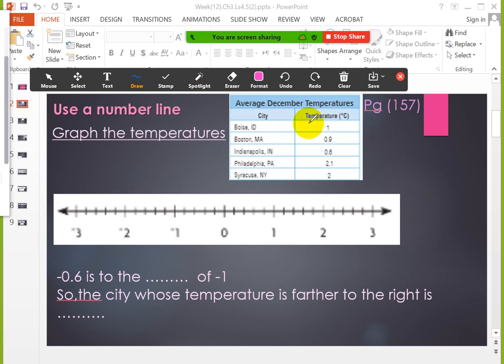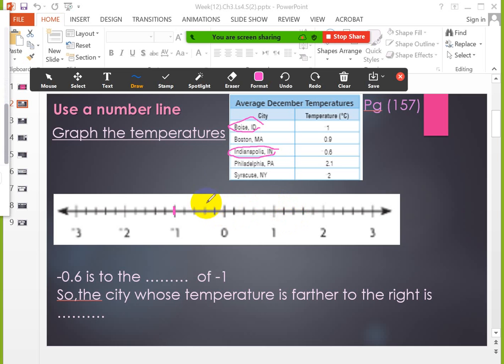So the first number is here. I think this is the city, and the temperature in this region is -1. -1 means it will be on the left side of 0. This is -1. And I want to compare this region, the city, and Indianapolis, also a city. So I have to locate the numbers on the number line.